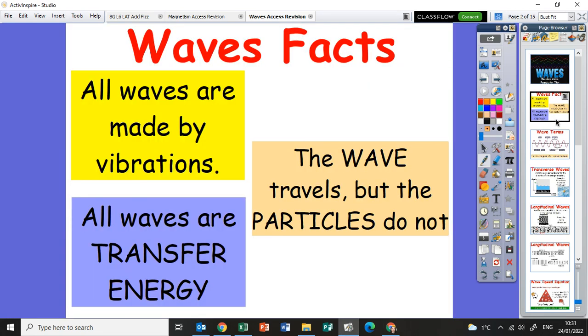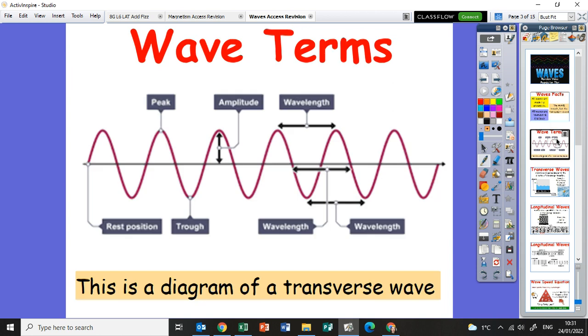So some facts you need to know about waves. All waves are made by vibrations. All waves transfer energy. The wave travels, but the particles do not. Remember, that's true of all waves.